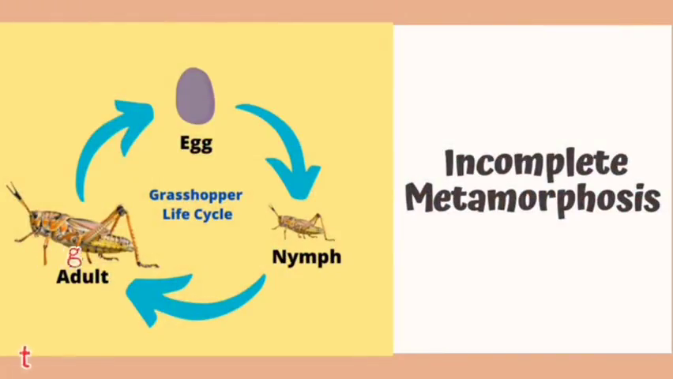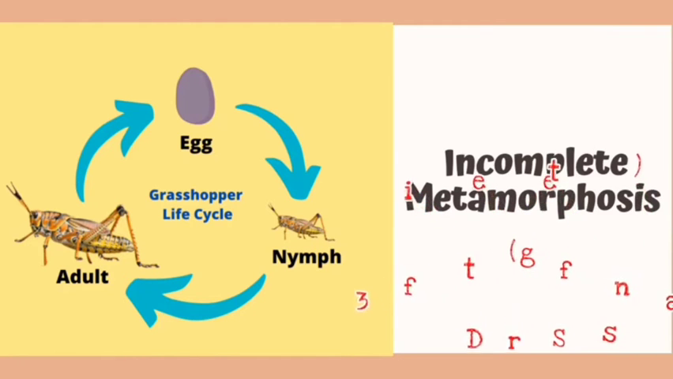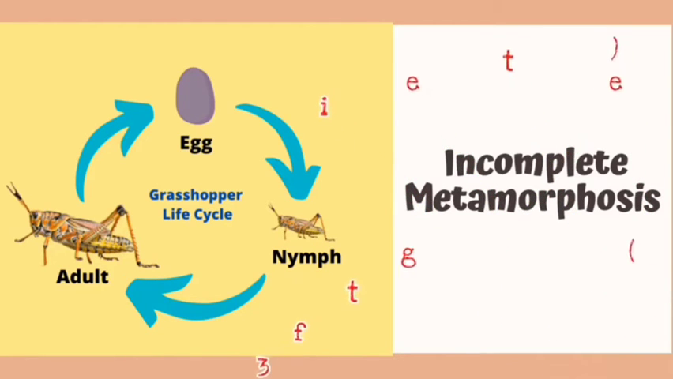Number 2. Incomplete metamorphosis. Some insects like dragonflies, grasshoppers, and cicadas go through an incomplete metamorphosis. After hatching, these insects will look like their parents. They will go through changes as they grow, but the way that they look will not change much. Why? Because during an incomplete metamorphosis, an animal will go through 3 different stages in its life cycle.